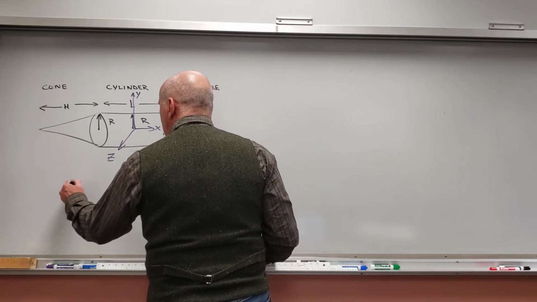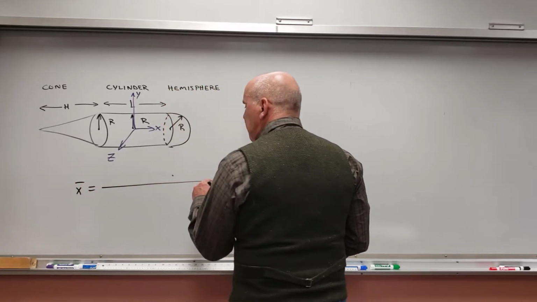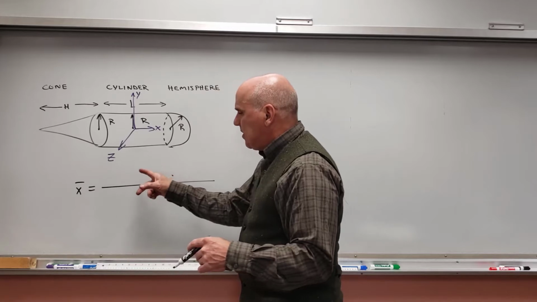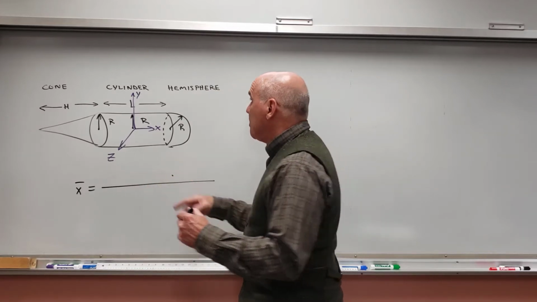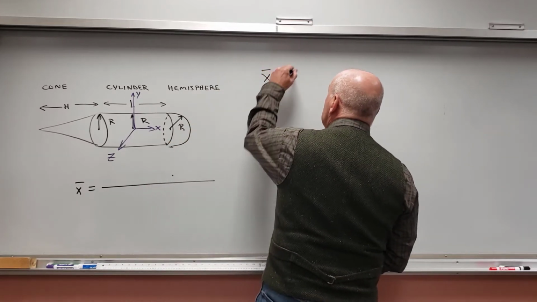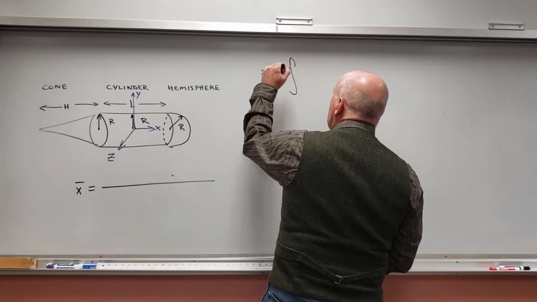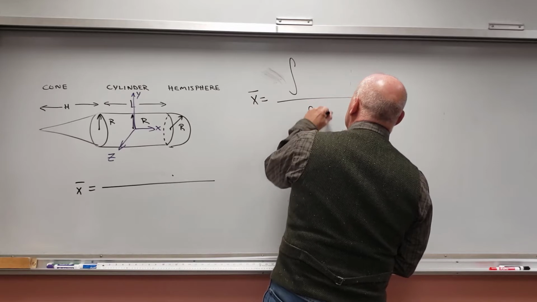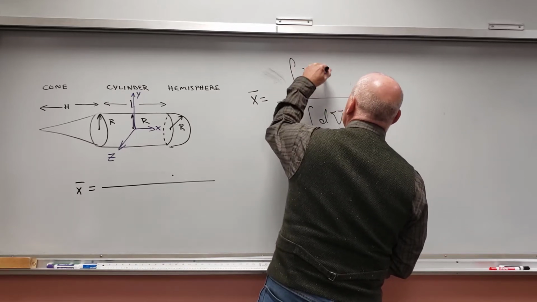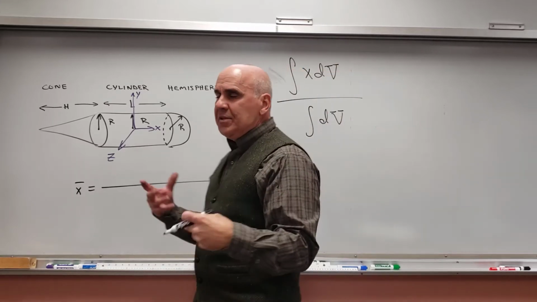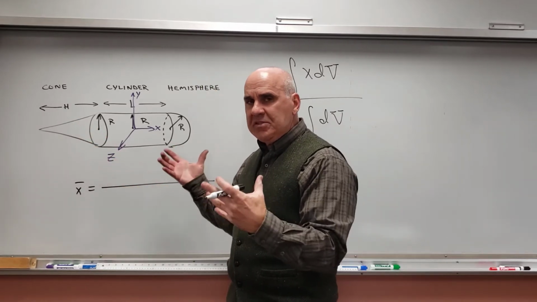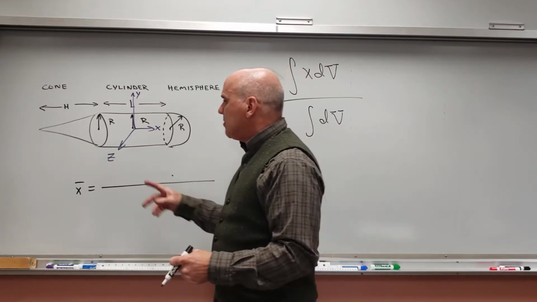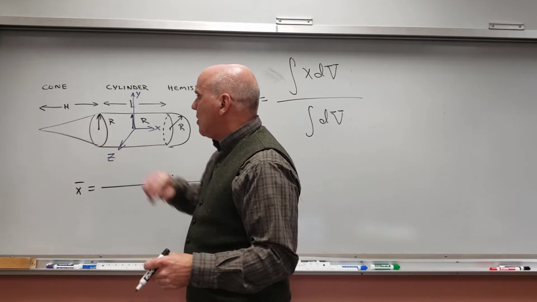So to find x bar then, I'm going to have to take the x position of each centroid times the volume. Remember, x bar was equal to the integral of x d volume, divided by the integral of d volume. But these are all fixed sizes, right? I don't need to integrate. So it's going to be x bar of each of these. So we start with the cone.